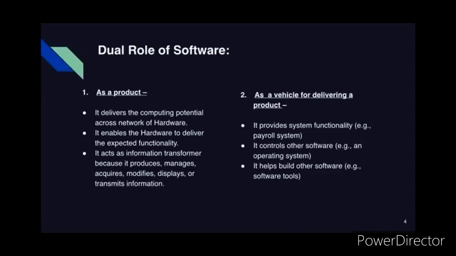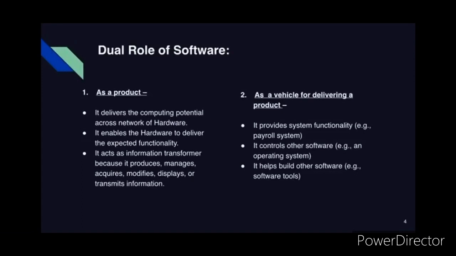Now second role of a software is as a vehicle for delivering a product. Now first is it provides system functionality. For example, payroll system. Now in a payroll system, that is also a software. Now in that software what we can do is we can take out the payroll. That means all the gross, all the net, all the deductions of an employee can be maintained.